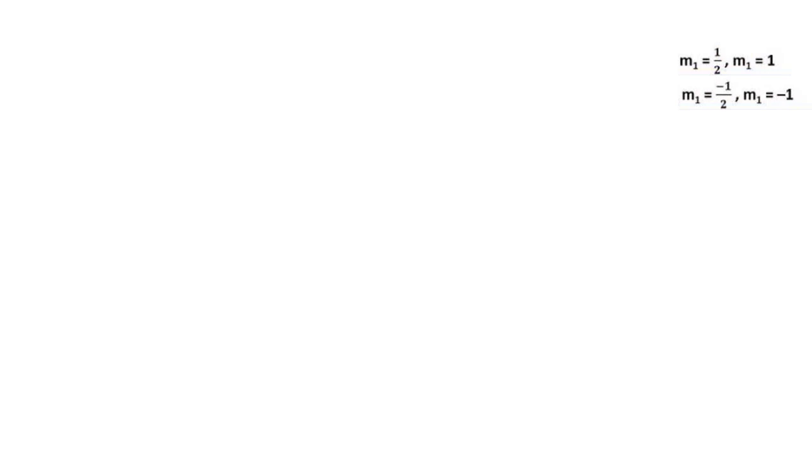So the corresponding values of m2 we have to calculate. When m1 is equal to 1 by 2, m2 is 2m1, that means m2 is equal to 2 into 1 by 2. Here 2 cancels, and the final answer 1 comes. So m1 1 by 2 means m2 is 1. This is one option. Then when m1 is equal to 1, m2 is equal to 2m1, that means 2 into 1, which is equal to 2. Then when m1 is equal to minus 1 by 2, m2 is equal to 2m1 is our relation, that is 2 into minus 1 by 2. Here 2 cancels, and minus 1 is there.